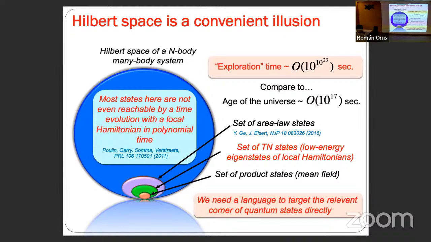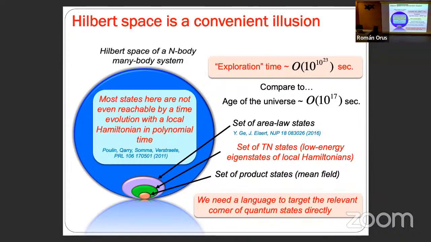Actually, the situation is even worse. It was proven already about 11 years ago or so that even most of the states in the rest of the Hilbert space, you cannot reach them by time evolution with a local Hamiltonian, which is a typical thing that nature can do. So you're only exploring something around here. Now, if you put some numbers here, a many-body system, how many particles do we have? Something of the order of the Avogadro number, let's say 10^23. Then the exploration time goes like 10^(10^23). And if you compare it to the age of the universe, which is of the order of 10^17 seconds, you see that you will need exponentially many times the age of the universe to explore the full Hilbert space of a quantum many-body system. That's a lot, no?